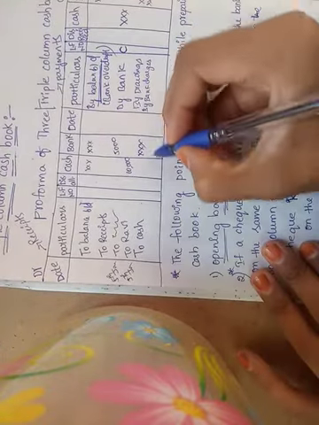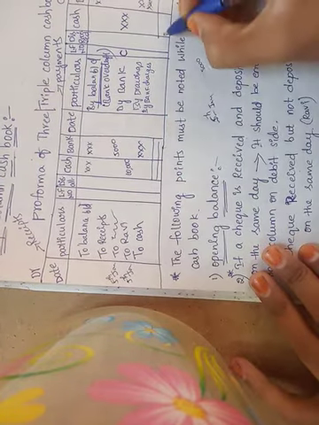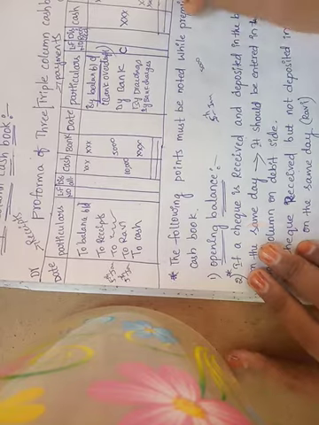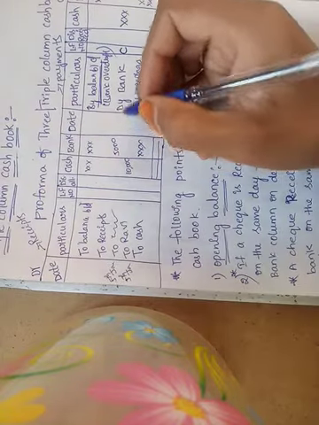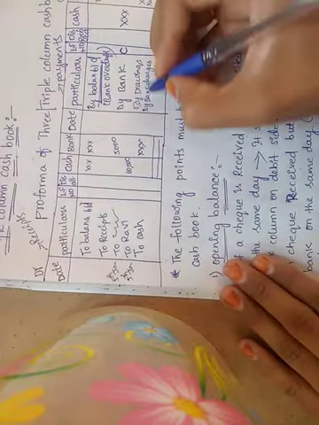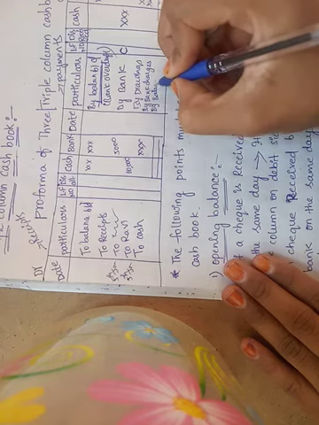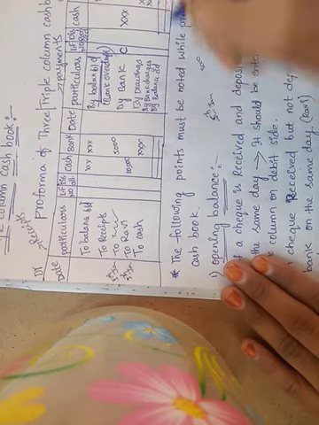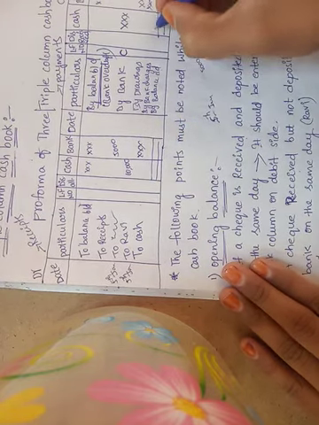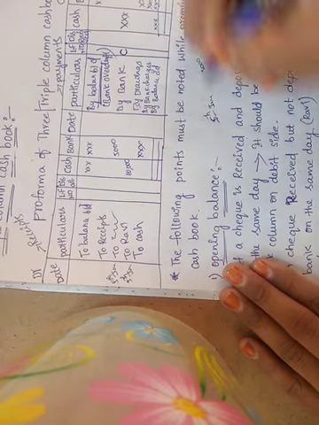Next step is what? Balancing. That is, debit and credit must tally. Suppose receipts are more and payments are less, then you have to write "by balance carried down". Carried down means closing balance. So whatever balance is needed to make the amounts equal will be written right here.